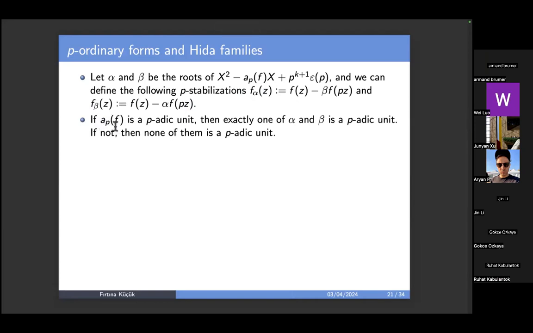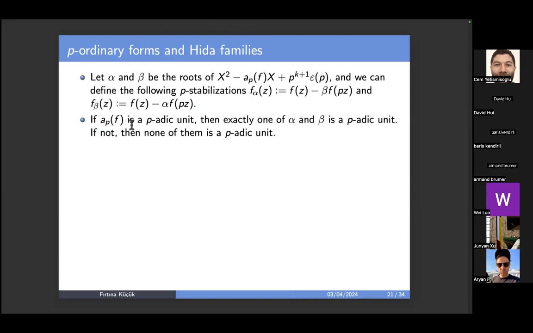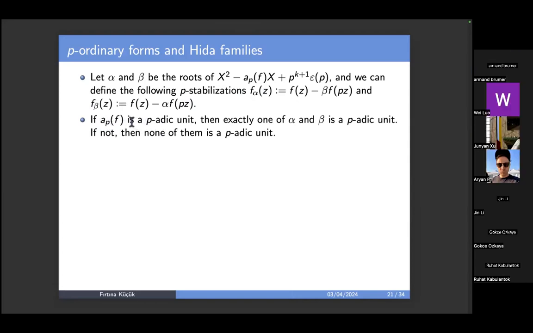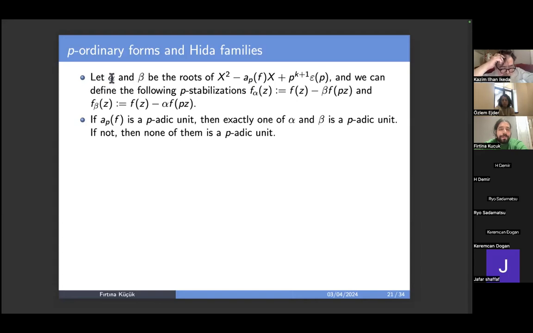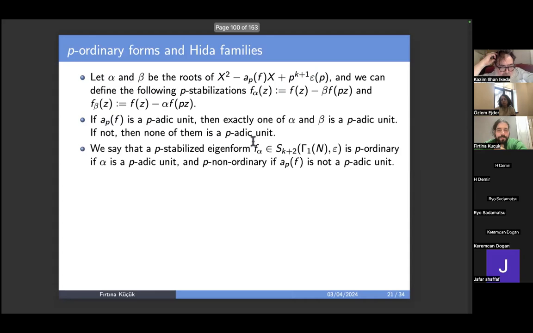If a_p(f), the p-th Fourier coefficient of f, is a p-adic unit, then since alpha plus beta is a_p(f), exactly one of them should be a p-adic unit, because their product has valuation k plus one. So exactly one of them can be a p-adic unit, that has valuation zero. And if a_p(f) is not a p-adic unit, then none of them is. We say that a p-stabilized eigenform f_alpha is p-ordinary if alpha is a p-adic unit, and p-non-ordinary if this is not a p-adic unit.